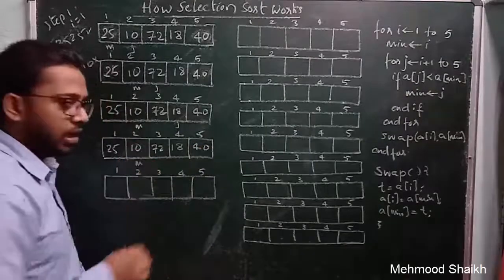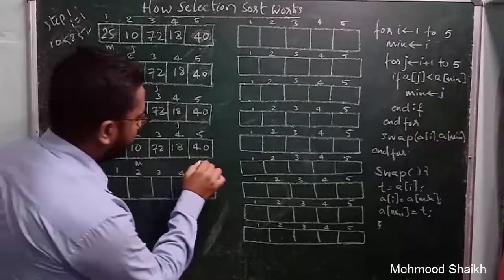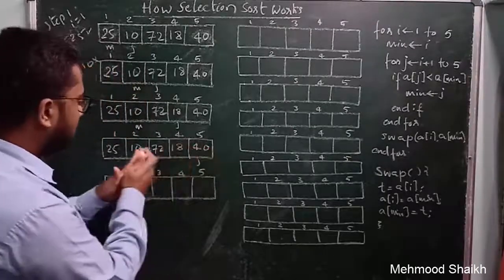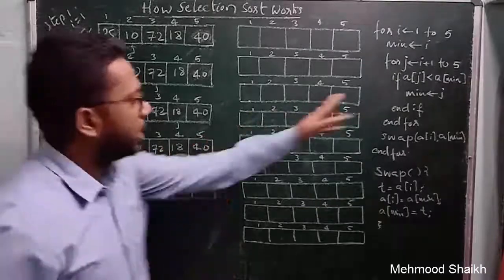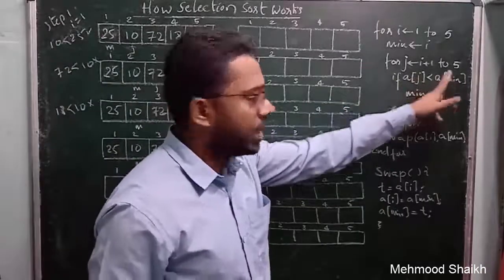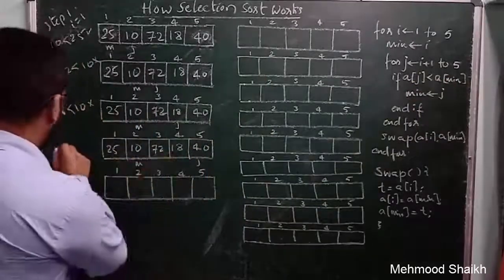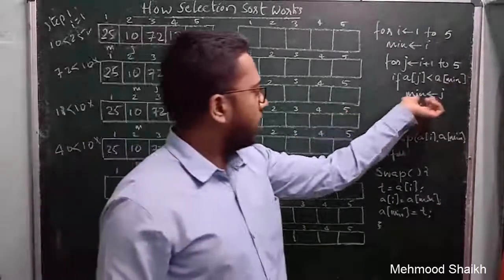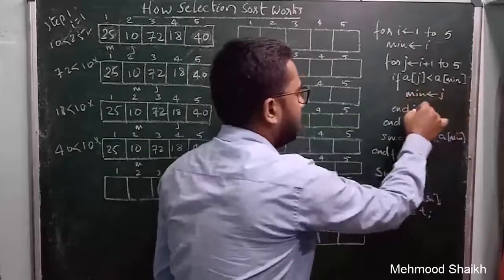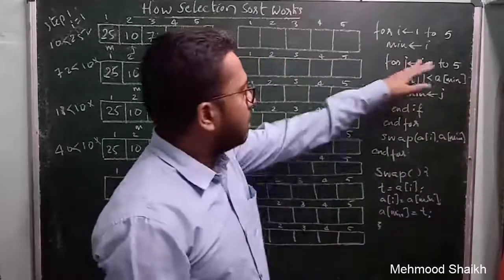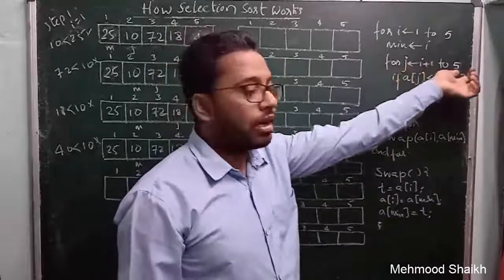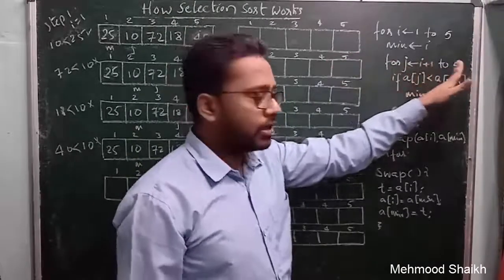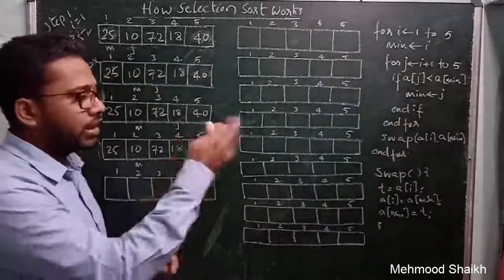Now the minimum element will be 10 only, and since j gets incremented, j will point to the last element to make a comparison between the last element and the minimum element. Again we will make a comparison here whether a of 5 is less than a of 2. So is 40 less than 10? No, so this statement will not get executed. Then we will come out from this end if, and this for loop has reached the last index 5, because j will be iterating from second to fifth. Since we have reached the fifth index, we cannot further increment the value of j.